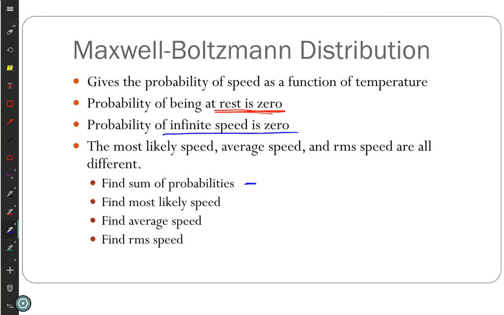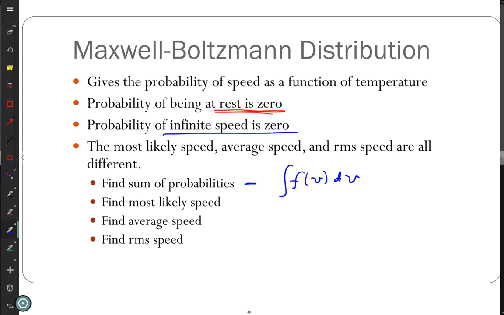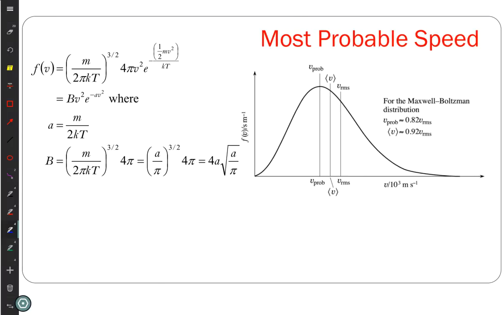So first, the sum of the probabilities. If I have a probability function, how do I find the sum of all the probabilities? I integrate. So the sum of the probabilities is just going to be integral of f of v dv. Now I'm going to go to the next slide because I should have just made one more slide of this. I made 4 or 5 identical slides, but I didn't make one for the first part.